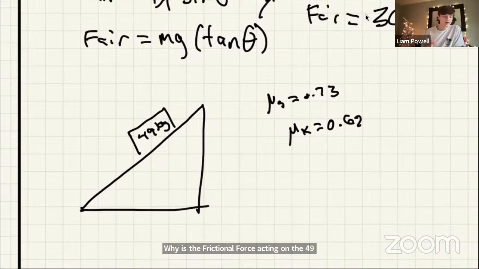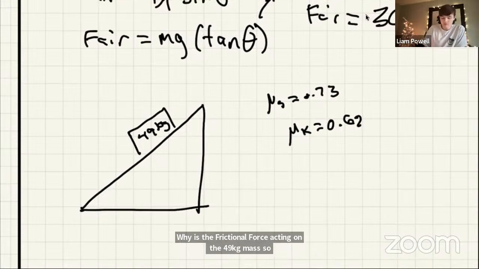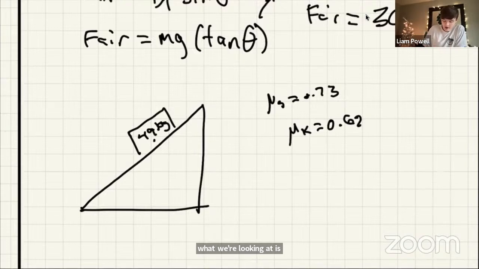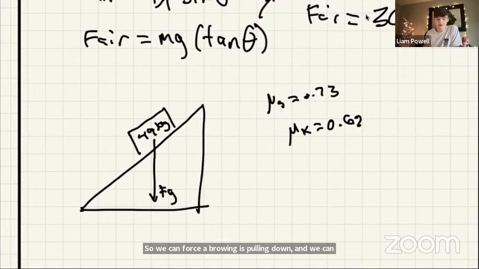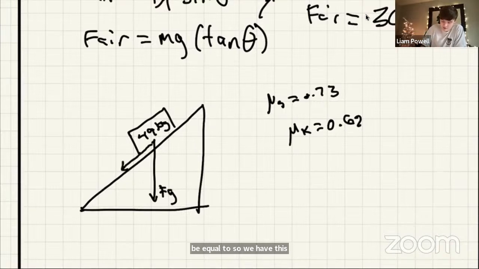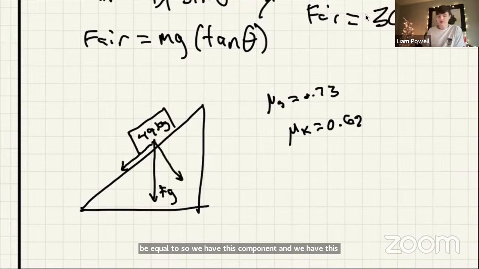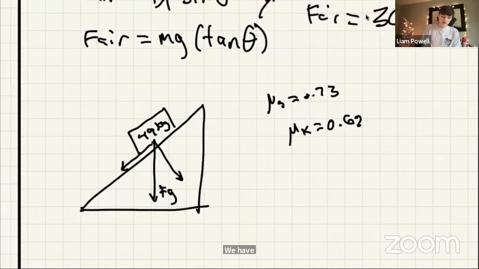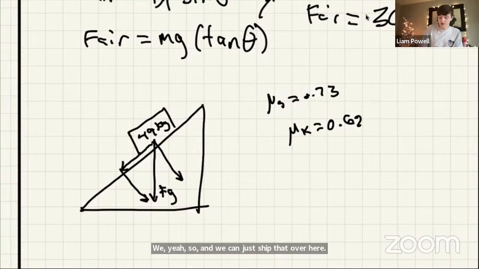So what we're looking at is the force of gravity pulling down, and we can divide that into its x and y components. So we have this component and we have this component, which is the component of force of gravity perpendicular to the normal force. Once we have that, we can just shift that over here just to make it look nice, because we can do that since it's tail to tip.